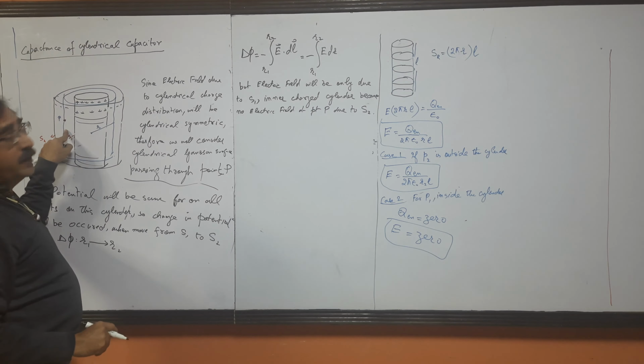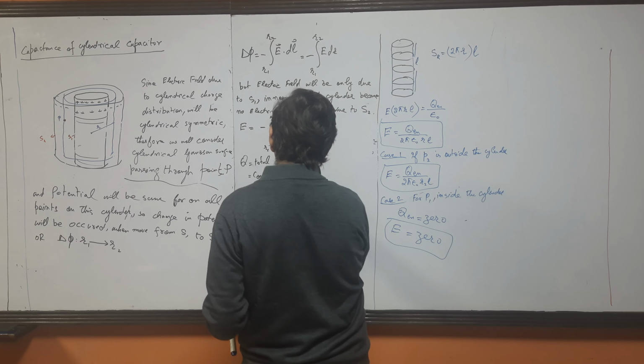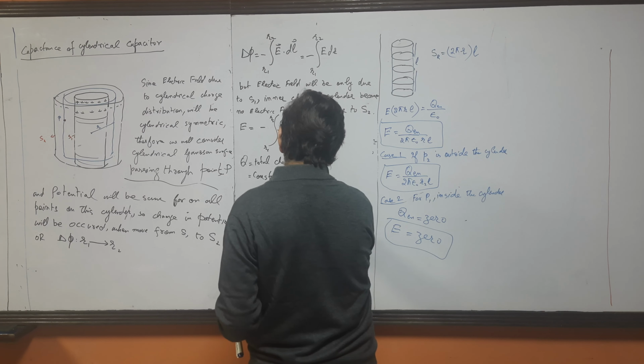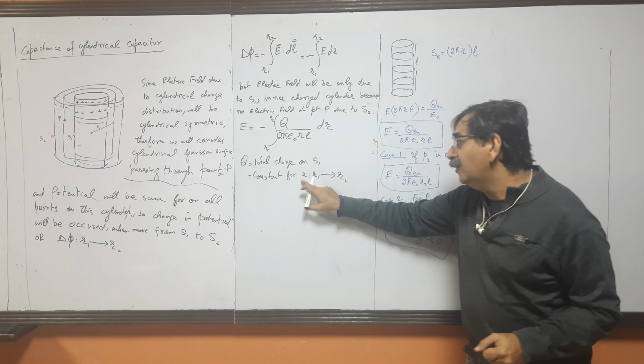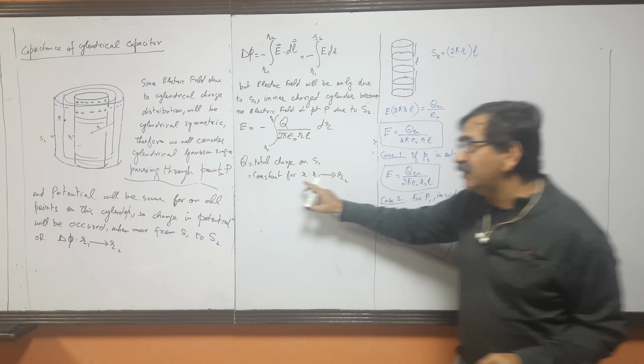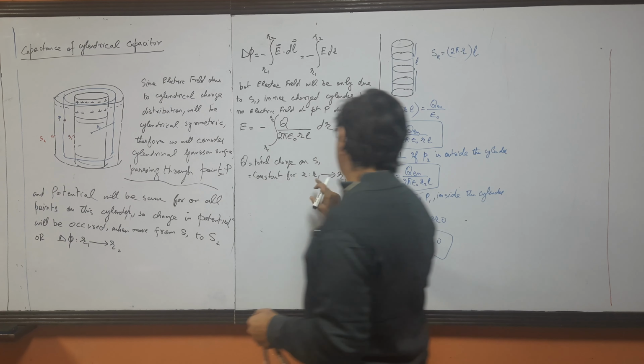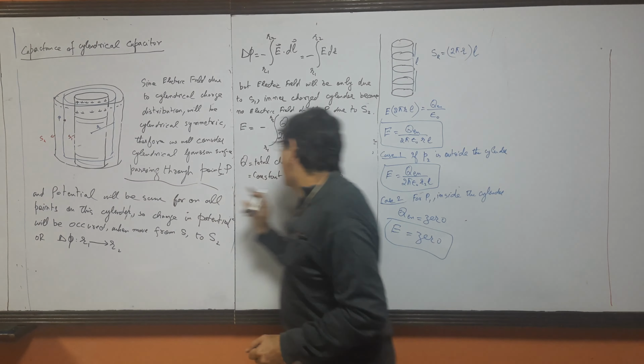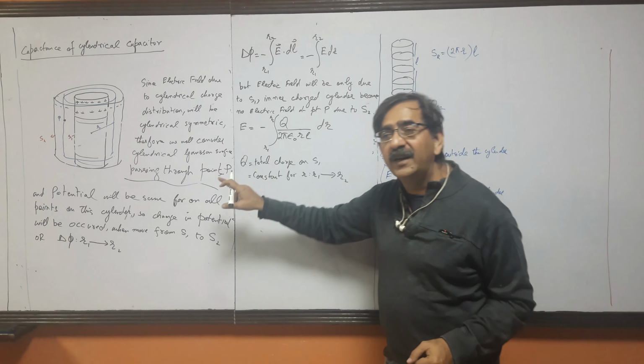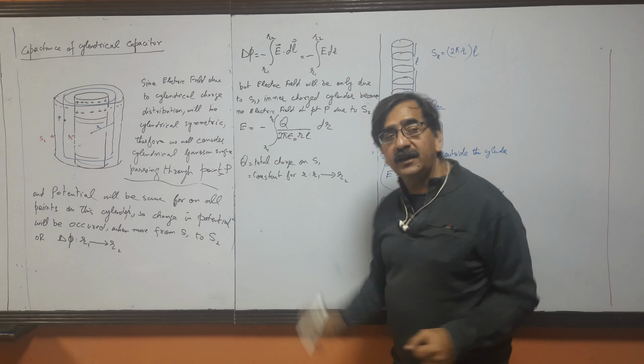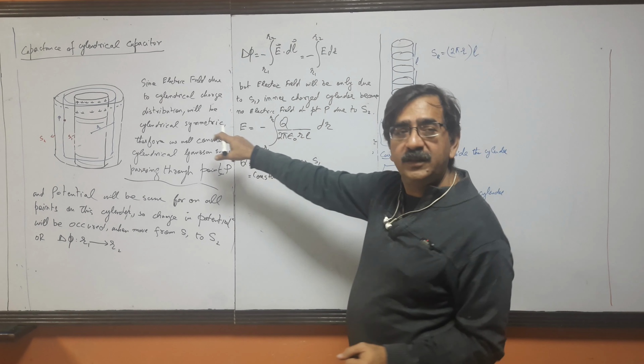Q is the total charge on S1, and it is constant for R when R is moving from R1 to R2. We are taking the potential difference from S1 to S2, and when R, the Gaussian surface, moves from R1 to R2, Q will remain constant, so it will come out of the sign of integration.